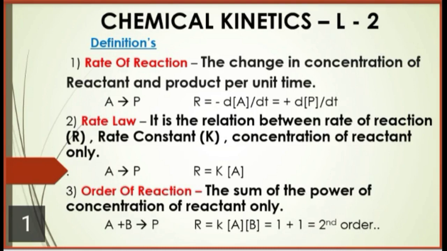Number 2, rate law. It is the relation between rate of reaction, rate constant, and concentration of the reactant only, but not product. For a given reaction, the rate law is R is equal to K into concentration of reactant A. Number 3, order of reaction. It is the sum of the powers of the concentration of reactant only. For a given reaction, the order of reaction is second order because the concentrations of reactants A and B are raised to the power 1 and 1, that is 1 plus 1 is equal to 2.